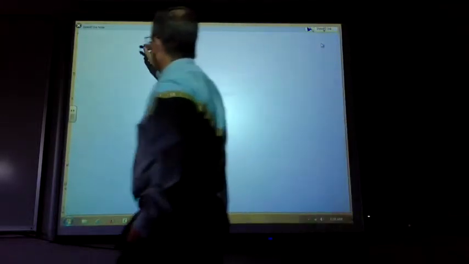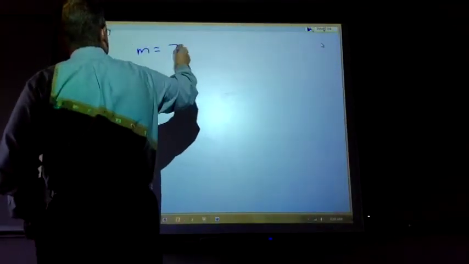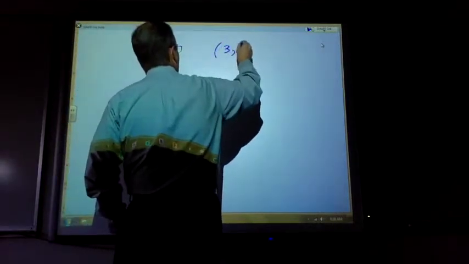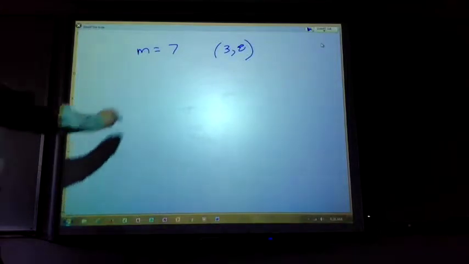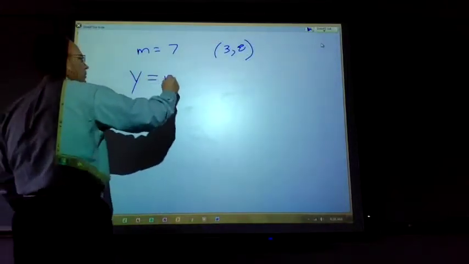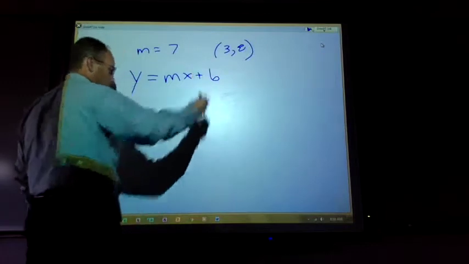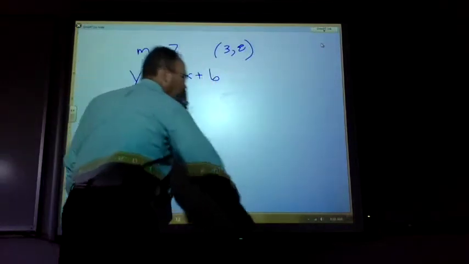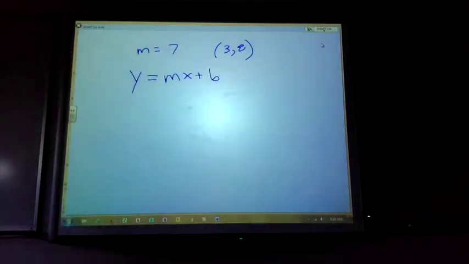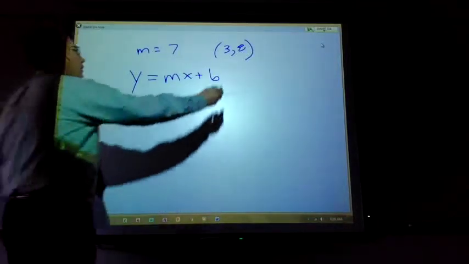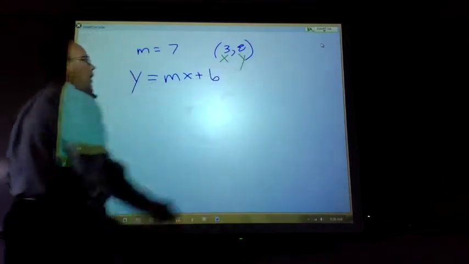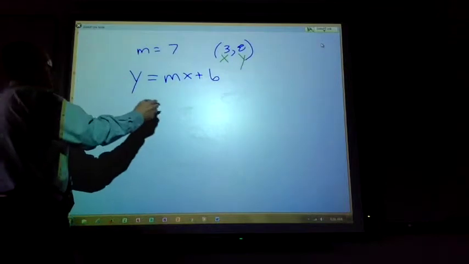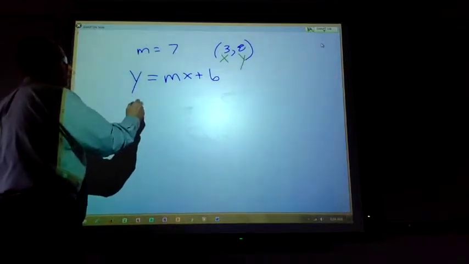How would I do this? If I have a slope of 7 and I know that 3, 8 is a point, how can I make this go into this? What's something right now, just by the problem being set up, that you definitely know? What letter do we definitely know? We know X. What else do we know? We know Y. What else do we know? We know M. So I don't know what B is, so let's solve for that.